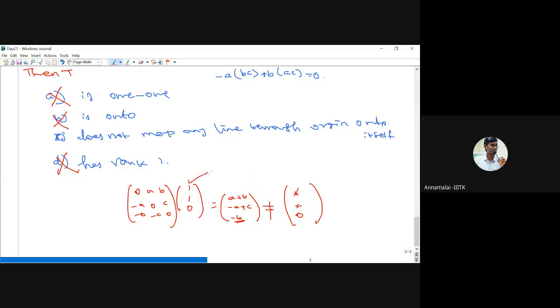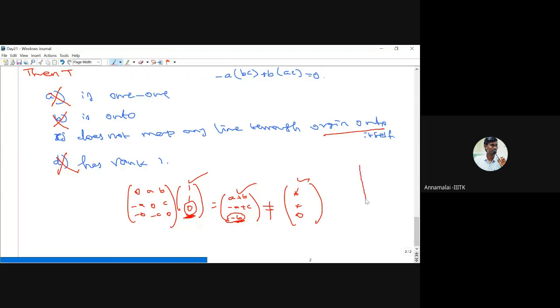Therefore, the image should be 0. But the image does not contain that, which means the third position of the image is non-zero. Therefore, if you take any line passing through the origin, it is not mapped to the same line; it maps to some other point. Got it or not?